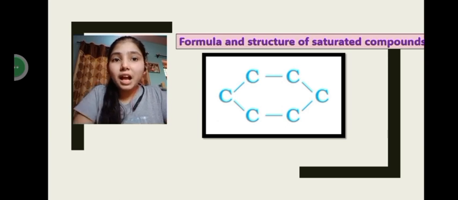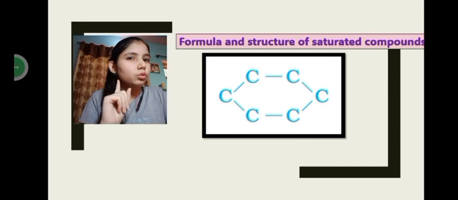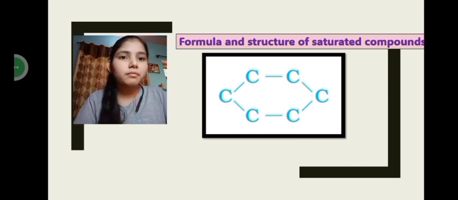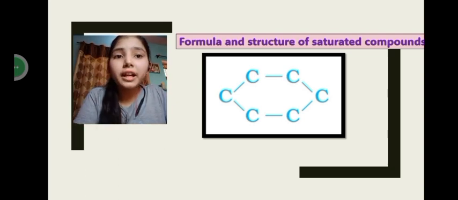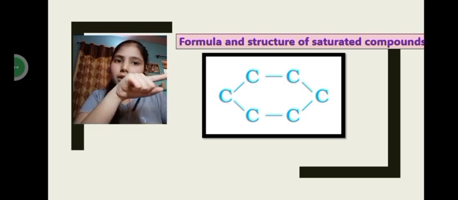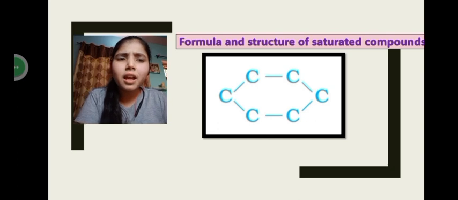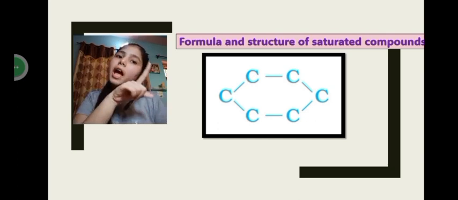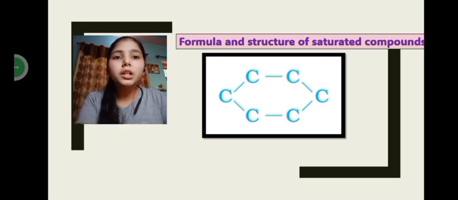This is a ring. Carbon is forming a ring, right? You said that carbon will form a ring, but one thing you have said is wrong. You said that carbon is attached with 4, and here one carbon is attached with only 2. Then what about the rest of the 2 bonds? Okay, so don't worry.